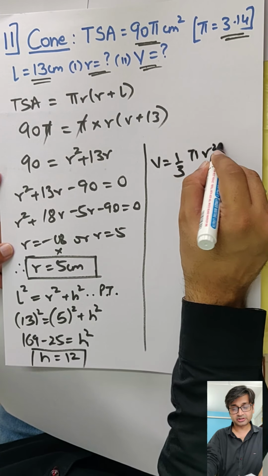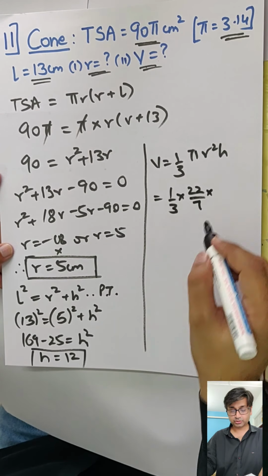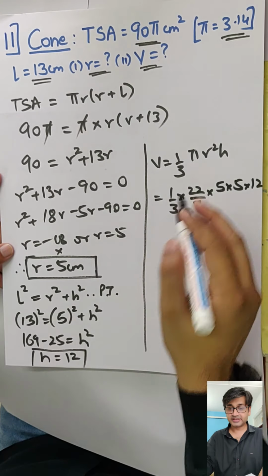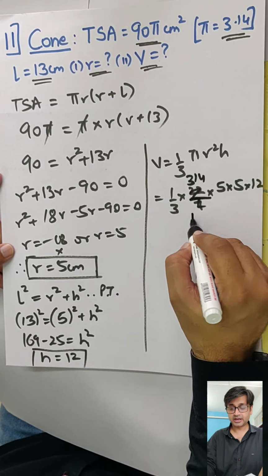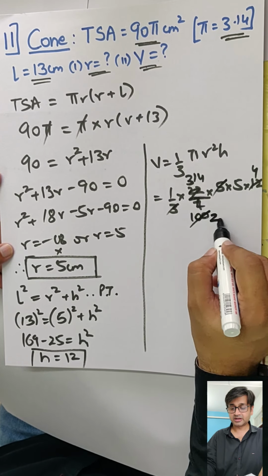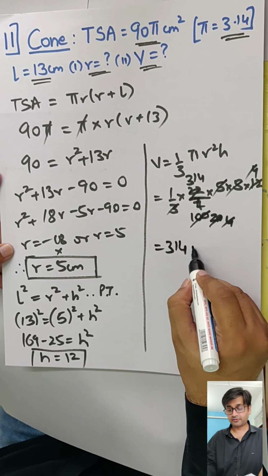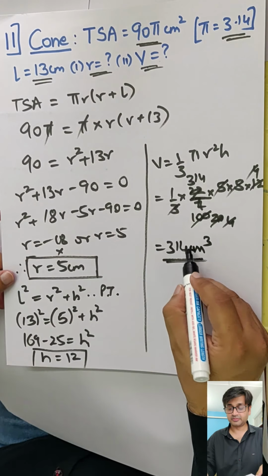So once I get this, let's get into the volume now. 1/3 pi r square h. So 1/3 pi r square will be 5 into 5, and height is 12. Oh, pi is 3.14. I messed up here. So 314 by 100. So 3 1s are 3, 4s are 12, 5 1s are 5, 5 4s are 20, 4 4 cancels. So 314 meter cube, centimeter, sorry. So centimeter cube.